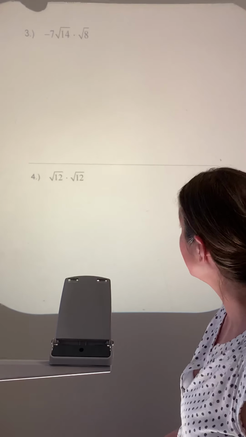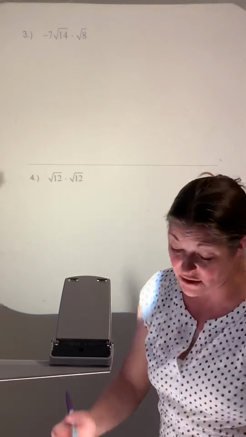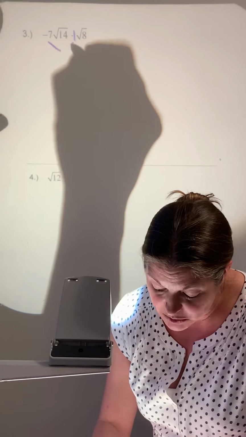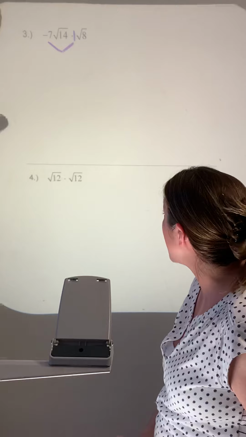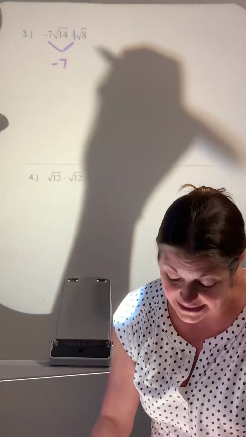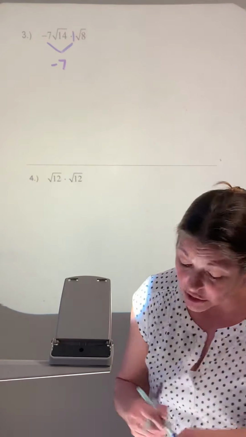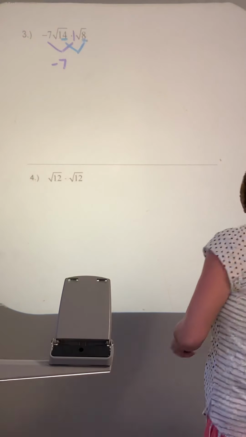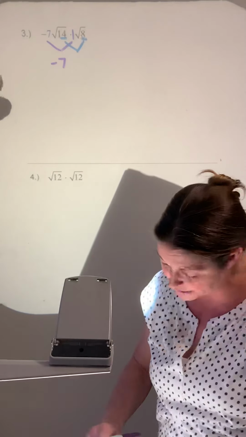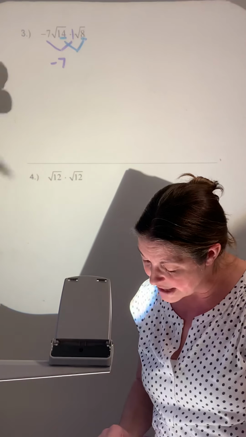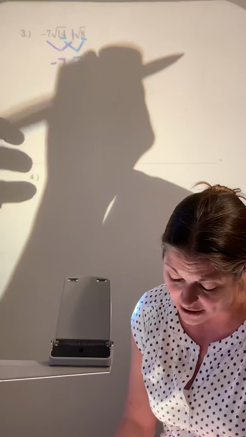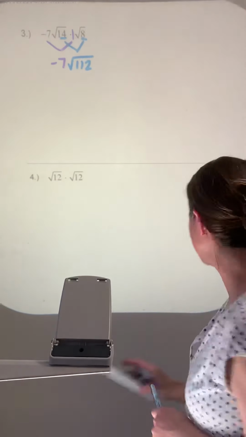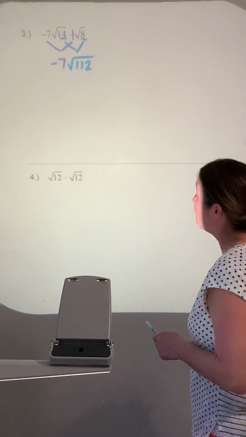So technically there is a coefficient there on that 8. It is really just a 1. So when you think about multiplying those outside numbers, it's really just -7 times 1. So that's -7. And then we're going to go ahead and multiply the numbers that are underneath. I will use a calculator to just double check that math real quick. 14 times 8, that gives me 112. So I have 112 underneath the square root, and I've got a -7 on the outside.